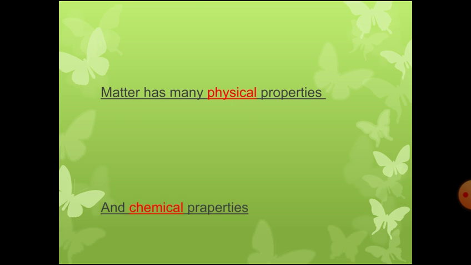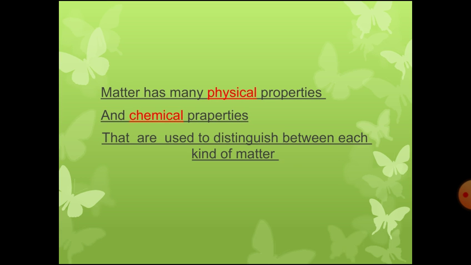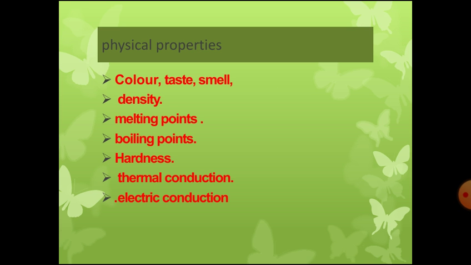And now, matter has many properties. First, physical properties, and second, chemical properties. And we can use both of them to distinguish or differentiate between each kind of matter. Now, the first property is called physical properties.